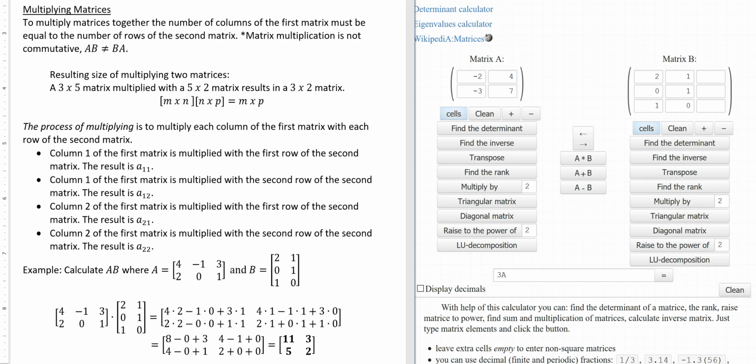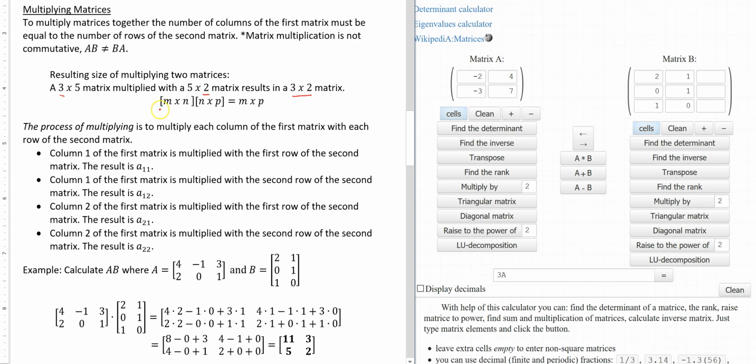When we multiply two matrices together, it's nice to know what size we're supposed to end up with. So the resulting size of multiplying two matrices is found with the following. Let's first take the example. A 3 by 5 matrix multiplied with a 5 by 2 matrix will result in a 3 by 2 matrix. And the reason is that you take the number of rows in the first matrix and the number of columns in the second matrix, and that tells you the size of the resulting matrix.